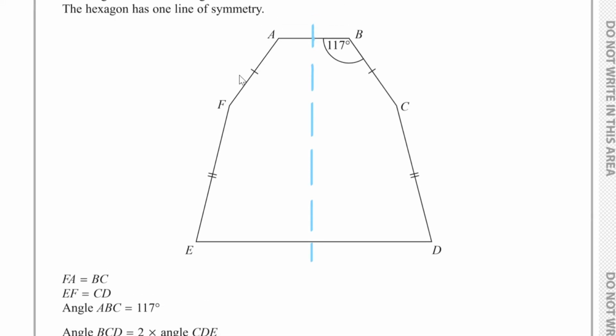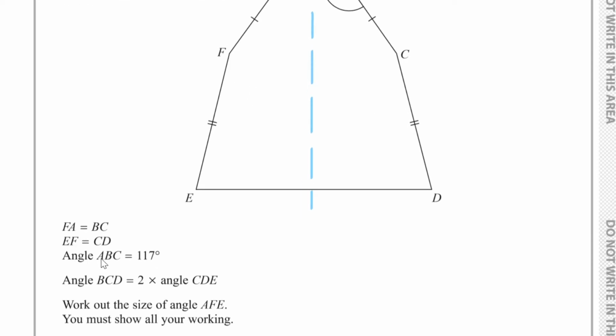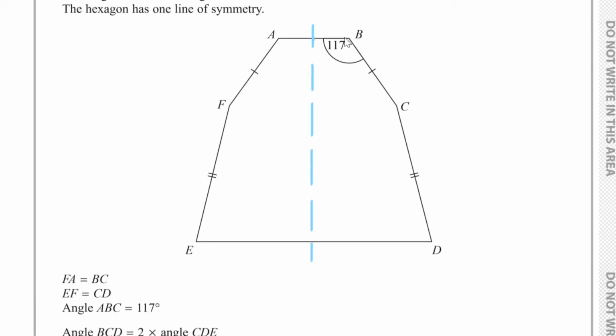And we see that FA is equal to BC. We see that EF is equal to CD. And the angle ABC, that's 117 degrees, and the angle BCD, that's twice the angle CDE. And obviously I know my line of symmetry will be over here because FA is equal to BC. And if we have some sort of symmetry, then of course whatever is on the left of this blue line is going to be the same as what's to the right of this blue line.